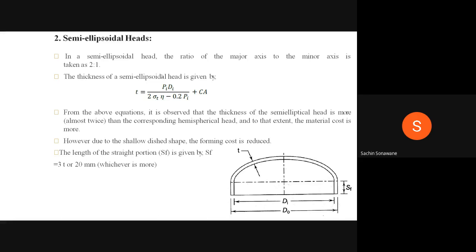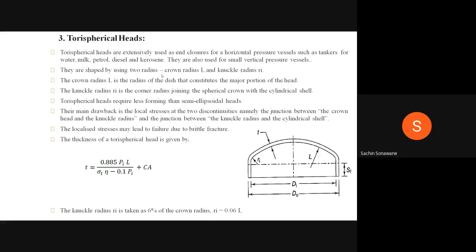Therefore, I think you have written the formula and drawn the diagram. Now next is torus spherical heads. Torus spherical heads are extensively used as end closures for horizontal pressure vessels such as tankers for water, milk, petrol, diesel and kerosene. They are also used for small vertical pressure vessels. They are shaped by using two radii, crown radius L and knuckle radius Ri. The crown radius L is the radius of the dish that constitutes the major portion of the head. The knuckle radius Ri is the corner radius joining the spherical crown with the cylindrical shell.